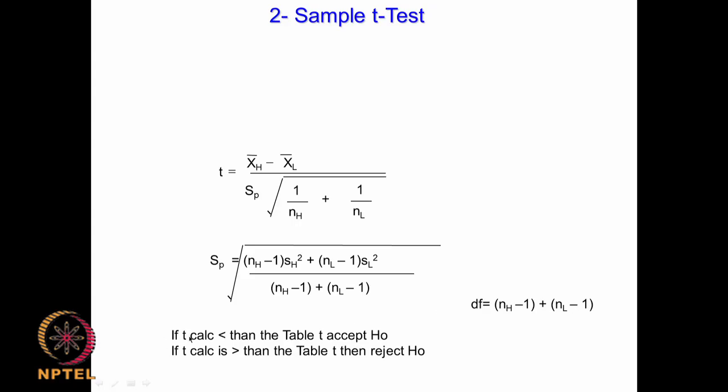Then you calculate T from this, that is called T calculated, then we use the table T, and if the T calculated is less than the table T, there is no reason for you to reject the null hypothesis, that means you have to accept the null hypothesis. Only if the T calculated is greater than table T, then we reject the null hypothesis and accept the alternate hypothesis. In this particular case we want to know whether the drug reduces the onset of sleep.